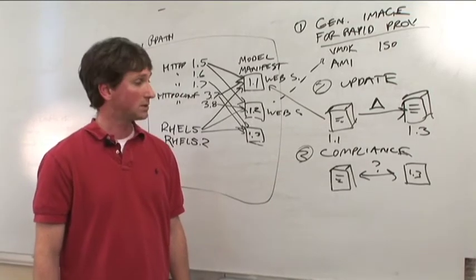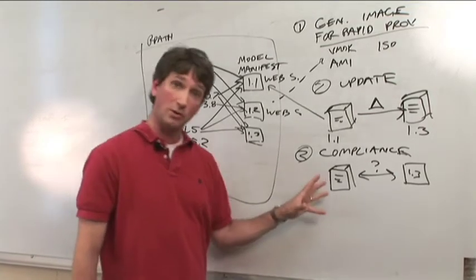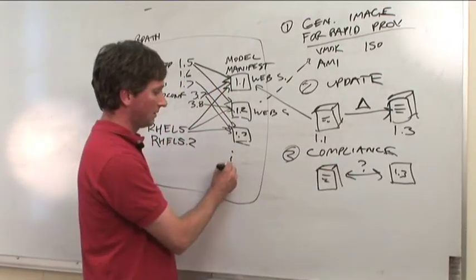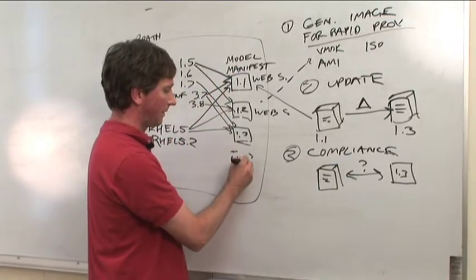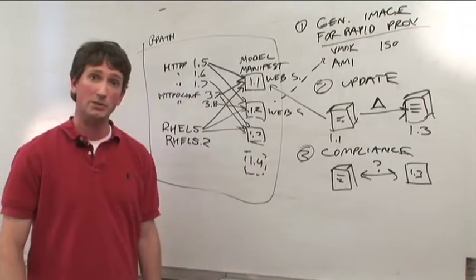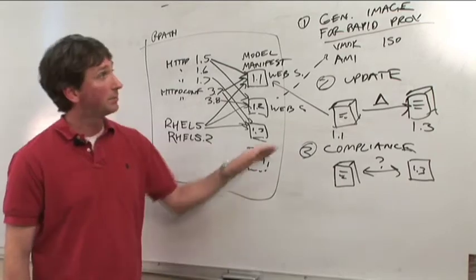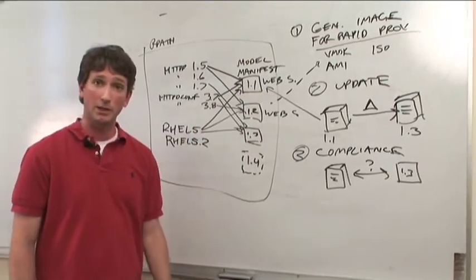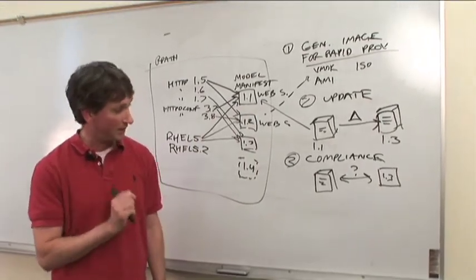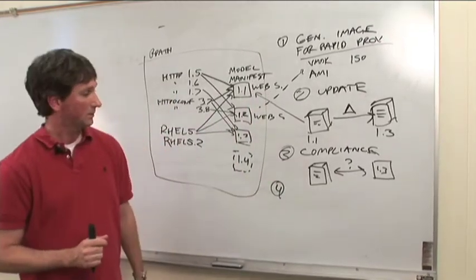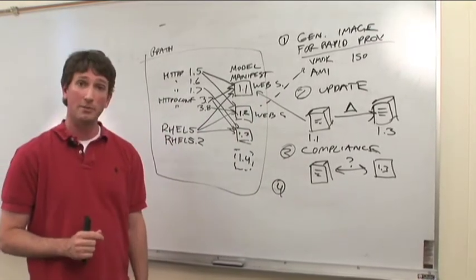Or we might even want to adopt them. Maybe those differences are good, and what I really want to do is capture those differences as a new version 1.4 of the model, so I can duplicate it out to other systems. Right? That's our fundamental approach to compliance. And again, it's completely unified with the way we do provisioning and updating. So the fourth thing, and I promise you this is the last one that I can do with a manifest, is do lifecycle management.